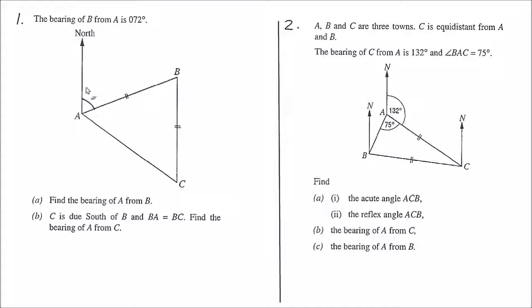This means the angle here is 72 degrees, because when it says the bearing of B from A, it means the angle is at the point A. So we draw from the north in a clockwise direction until we reach the line AB. And the angle is given as 72 degrees. So I can write this down, 72 degrees on the figure.